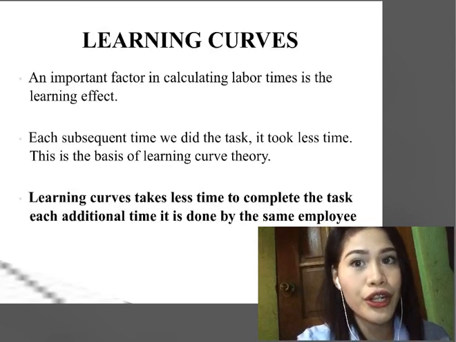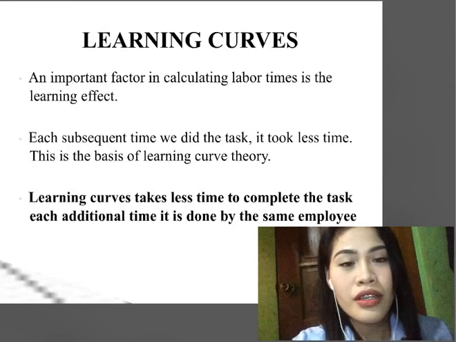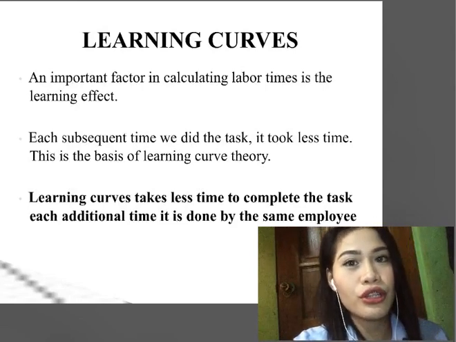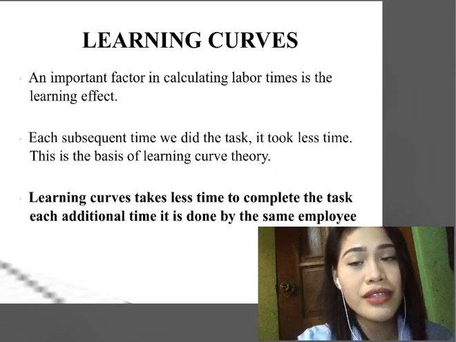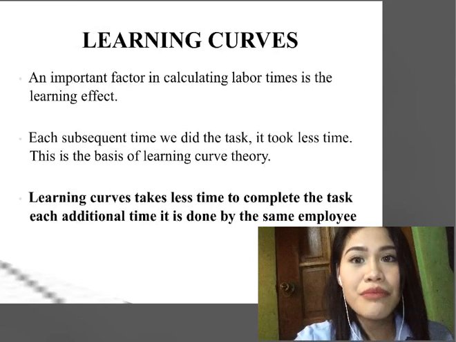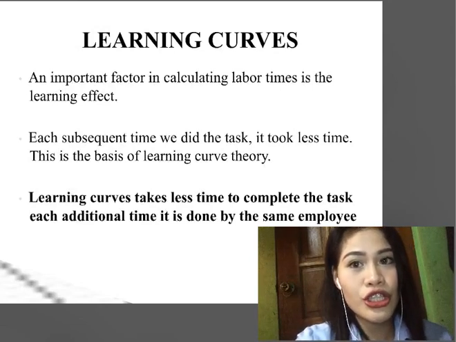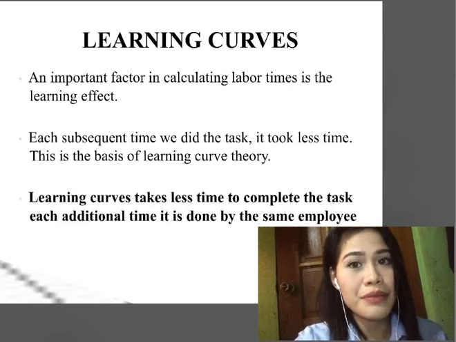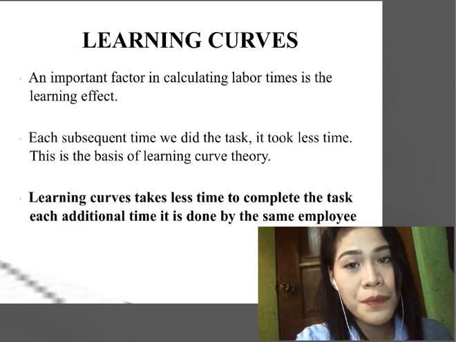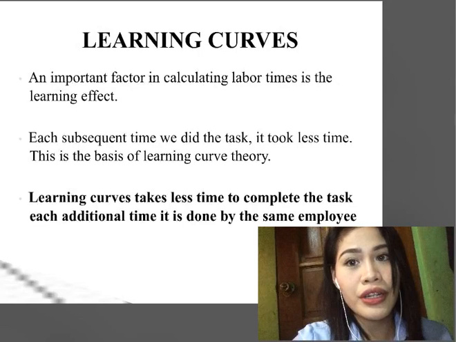I'll show a learning curve figure later. The major attributes of a learning curve are that it takes less time to complete the task each additional time it is done by the same employee, and the time savings decrease with each additional time that task is done by that employee. So when the number of times the task is completed doubles, the decrease in time per task affects the rate of the learning curve.